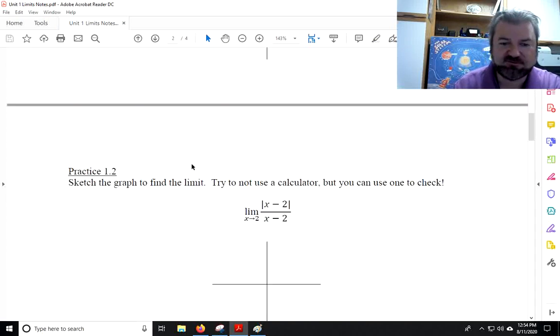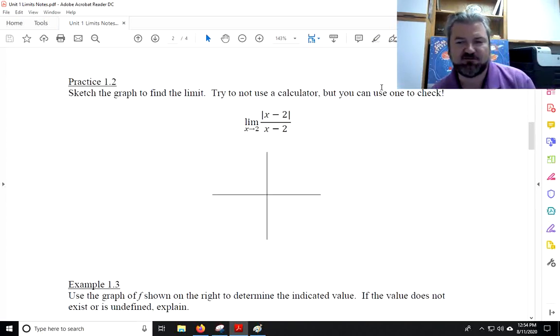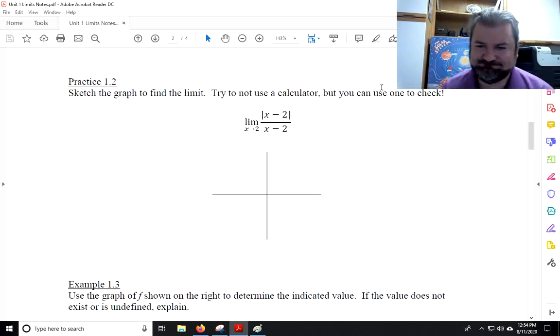All right, looks like you've got yourself another practice problem. Try not to use your calculator on this one. I know it's tough, but if you think about it, those are absolute value bars. Remember what they do. If you think about it, I bet you can figure it out. And see if you can evaluate the limit.